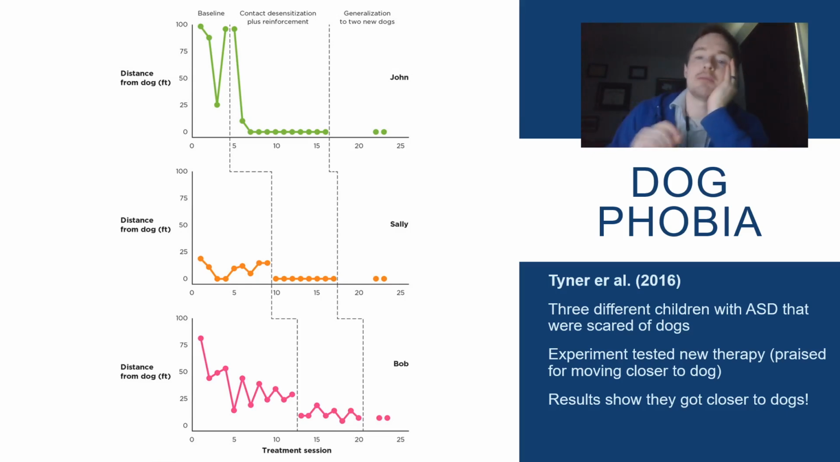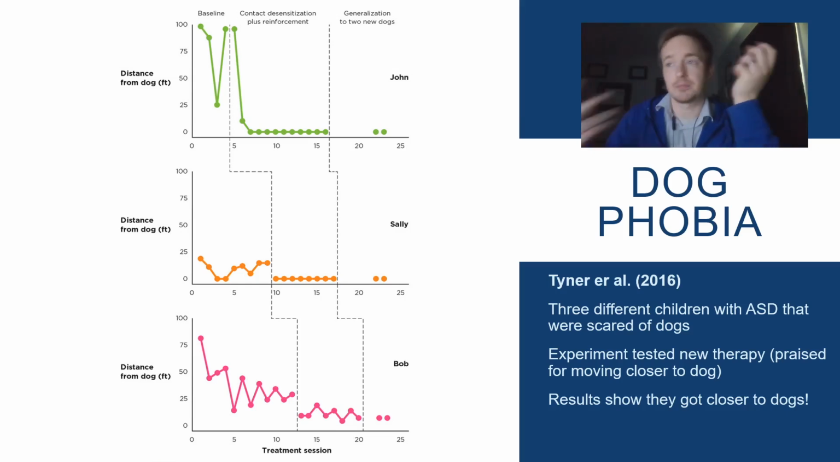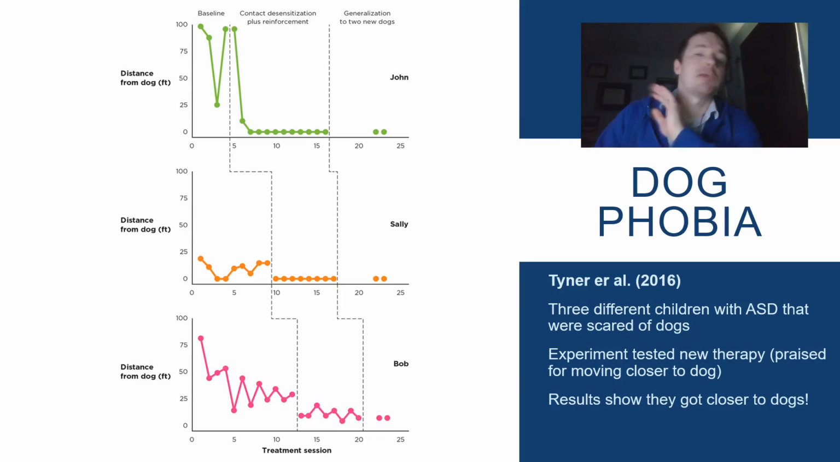And this is what I meant about the visual inspection part of this. We don't need to do complicated statistics to determine whether or not this had an effect. We can clearly see that it did have an effect on their behavior.